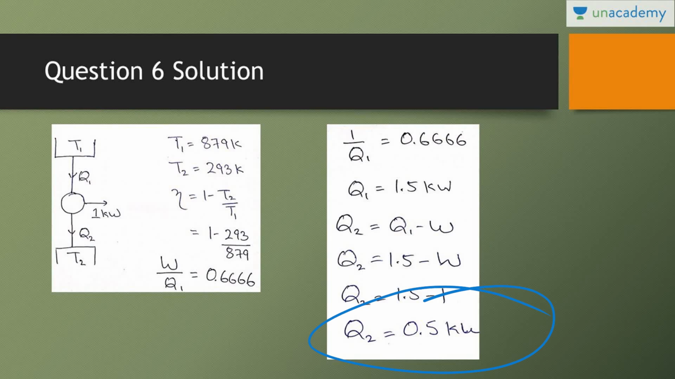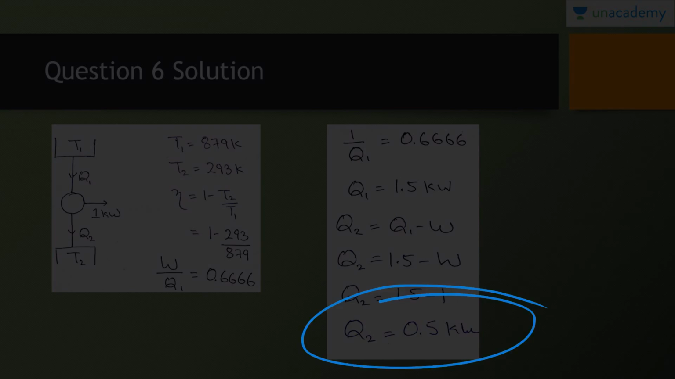Again, T1 temperature is given, T2 temperature is given. With the help of these two temperatures, we can calculate the efficiency. Efficiency is equal to 0.6666. Efficiency is equal to net work done upon heat supplied. Net work done is equal to 1. Heat supplied is 1.5 kilowatt. We have to calculate the heat rejection. Heat rejection is heat supplied minus W, which is 1.5 minus 1, equal to 0.5 kilowatt.